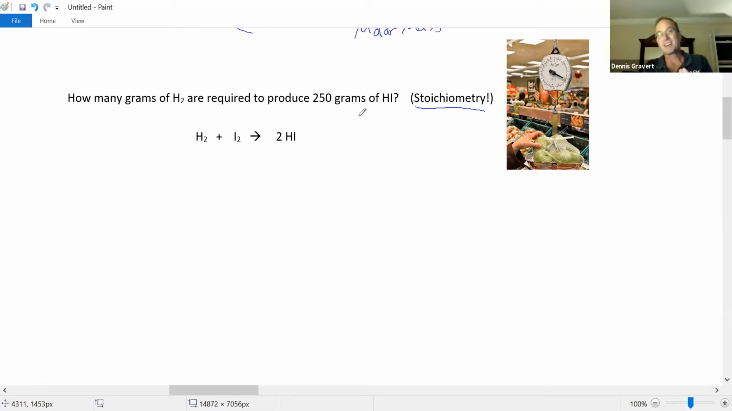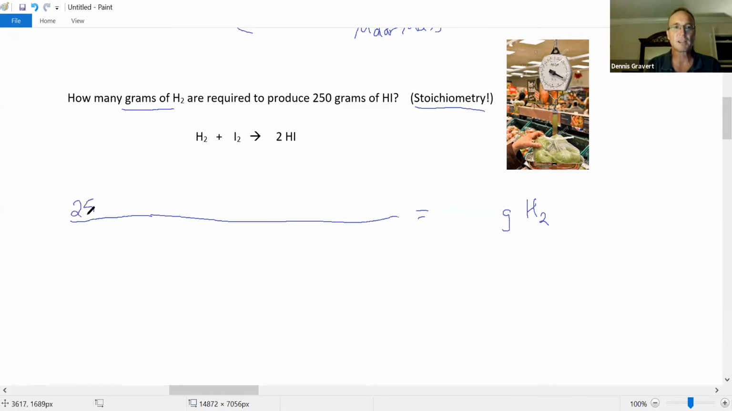So what do we do? Well, dimensional analysis. What do we want? We want grams of hydrogen. So over here, I'll put grams of hydrogen, H2, equals, and then a big line off the side here. Scan the question for some numbers. There they are, it's 250. That's what I know, or what I'm given, of which molecule, HI.